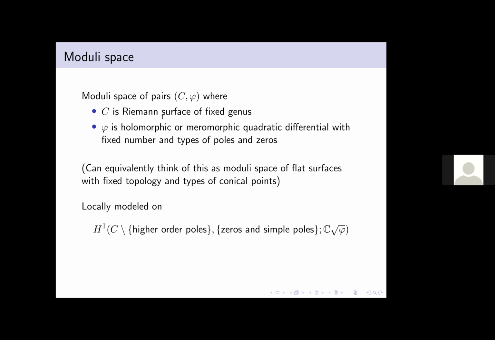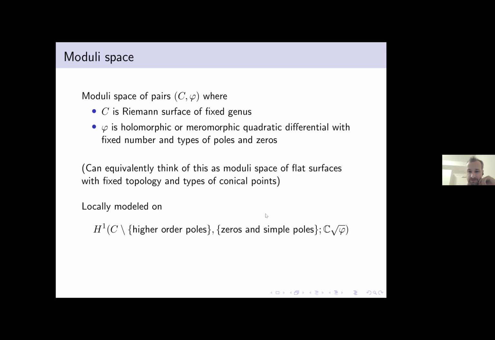Yeah, here it actually becomes easier once you include both things, because then it's just described as flat surfaces. It might be difficult to know on a particular Riemann surface if it has a holomorphic or meromorphic quadratic differential of a certain type with certain prescribed zeros and poles. But if you're also allowed to vary the complex structure, then it becomes simpler to describe this moduli space.